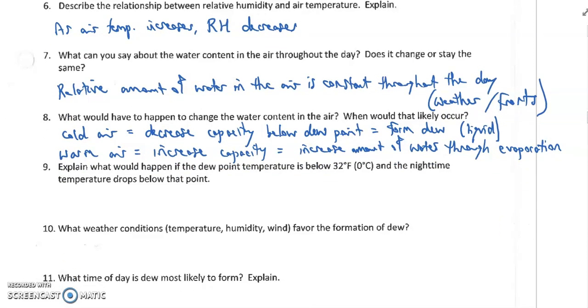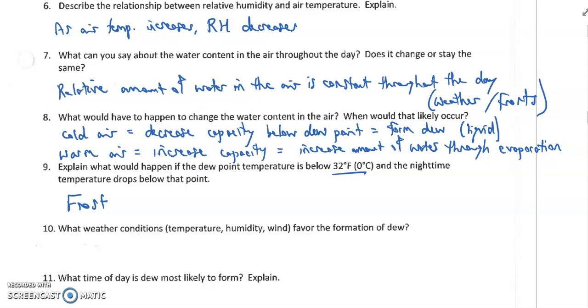All right, explain what would need to happen if the dew point temperature is below 32 degrees Fahrenheit, or 0 degrees Celsius, and the nighttime temperature drops below that point. Well, we just said if you can get the capacity to decrease to the dew point, that will cause the excess water vapor in the air to turn into a liquid. And if I turn it into a liquid below the freezing point, this is what we call frost. That excess water is going to turn into dew, and when that dew forms, it's going to freeze. So if you can decrease the capacity to the dew point, you'll have the excess water turn into liquid water, and then the nighttime temperatures will freeze that. So you would wake up and you would see ice on the windshield of your car.